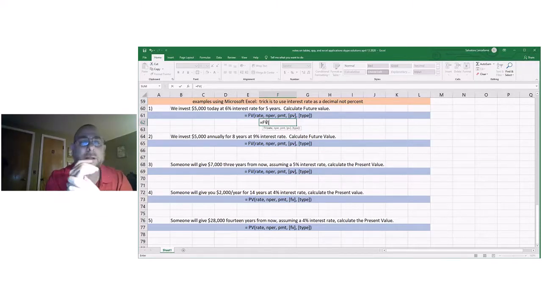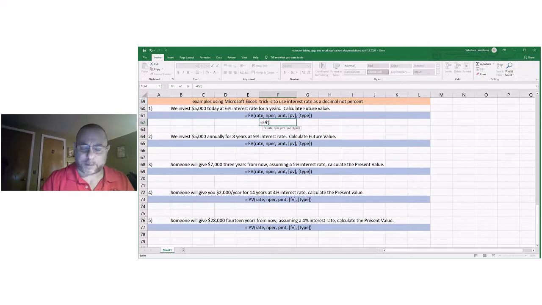Examples using Microsoft Excel. The trick is to use the interest rate as a decimal, not as a percent. If you put it in as a percent, you're going to throw your answer into another stratosphere, right? So let's put in what we know. This time it wants the rate first and the number of periods second. The app wanted the number of periods and then the rate. I think you could have done it in either sequence on the app, honestly.